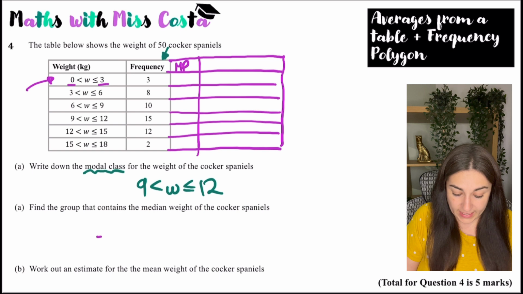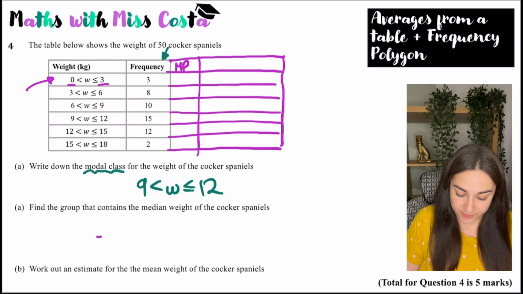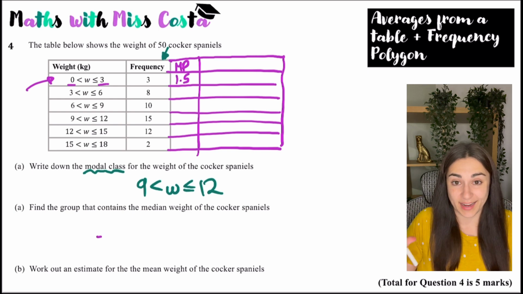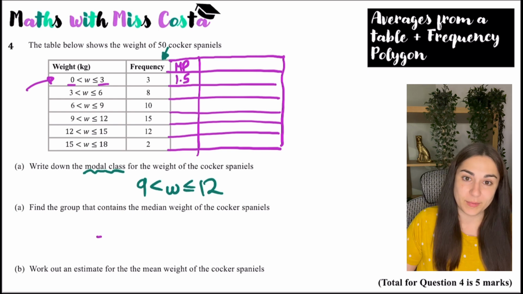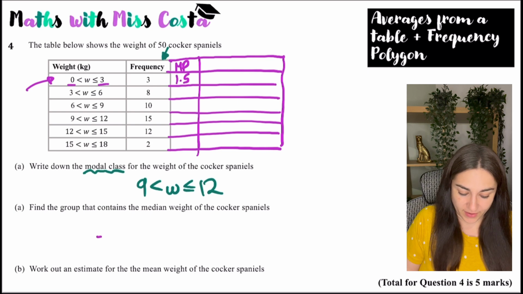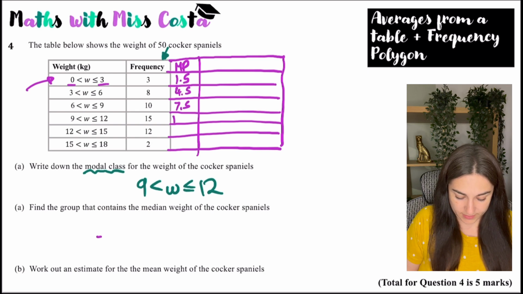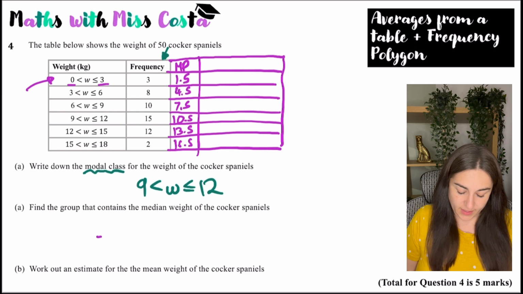So if it's a grouped frequency table, you have to find the midpoint. So the midpoint of 0 and 3, how do you find the midpoint? Add the values together and divide by 2. 3 plus 0 is 3, divided by 2 is 1.5. 3 plus 6 is 9, divided by 2 is 4.5. 6 plus 9 is 15, divided by 2 is 7.5. And then we've got 10.5, 13.5, and 16.5. That's the midpoint.